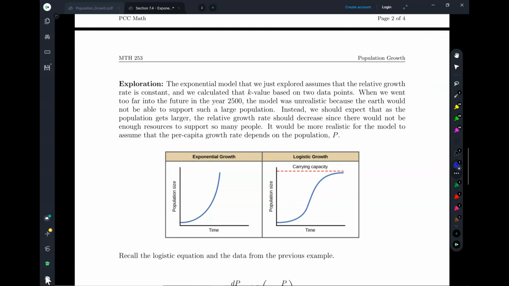The model that we just looked at, the exponential growth model, has a constant k value, right? We found a k value based on 2 data points, and then we used that k value throughout the whole model. So this one shows a constant k value, a constant relative growth rate.